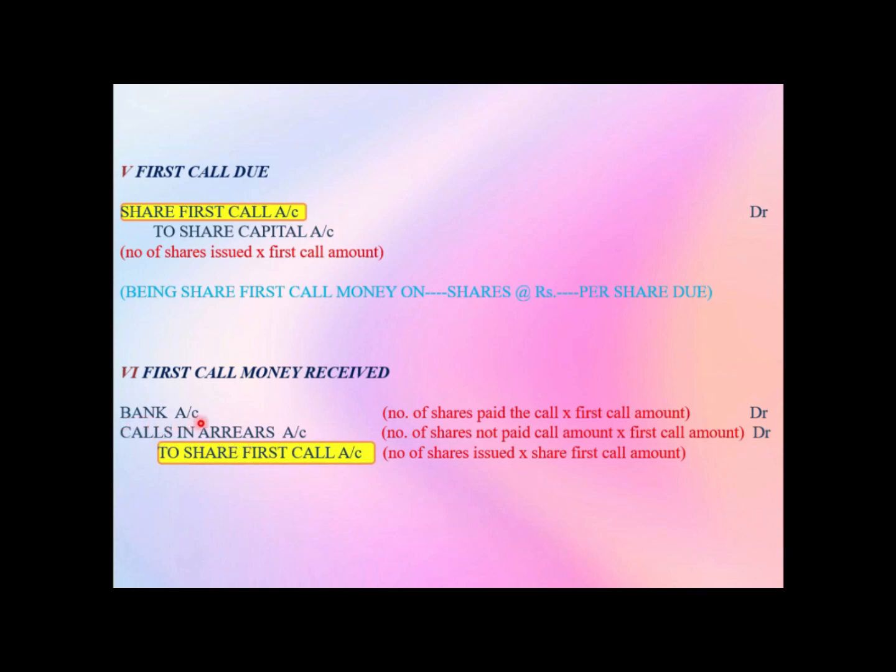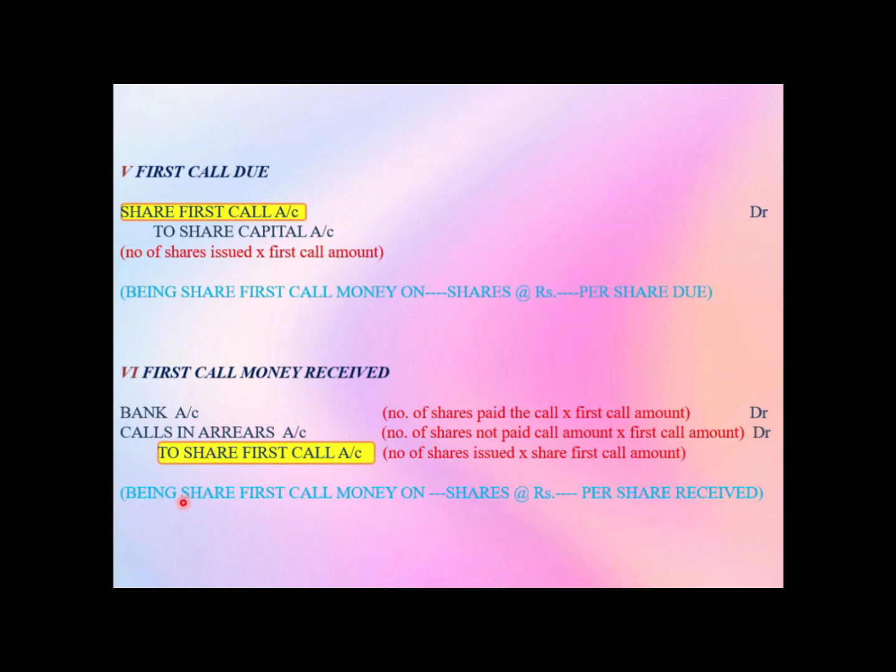Bank account amount will be calculated as number of shares paid the call multiplied by first call amount. Bank account amount you can also calculate by taking the difference of share first call amount and calls in arrears amount, that is from share first call amount subtract calls in arrears amount, you will get bank amount, that is the balancing figure.